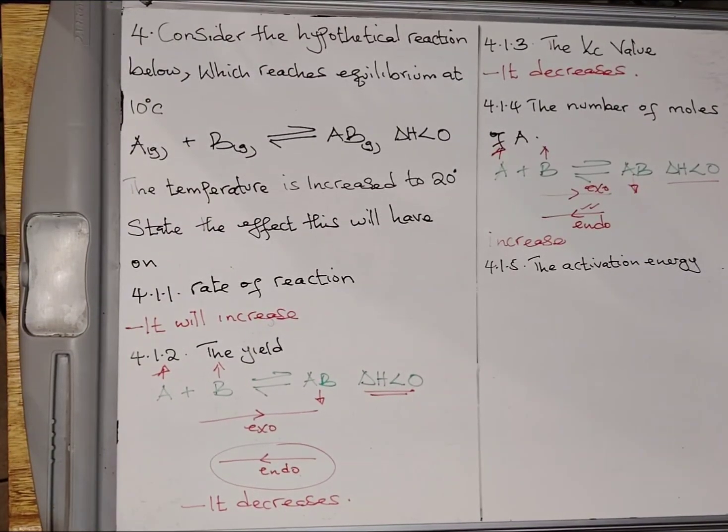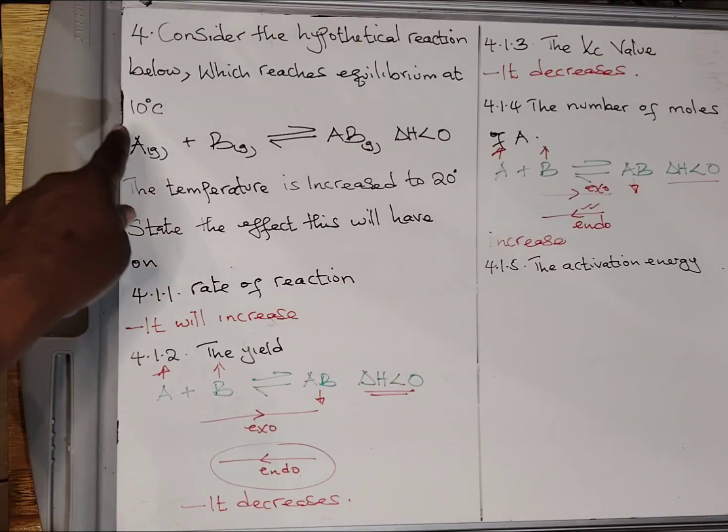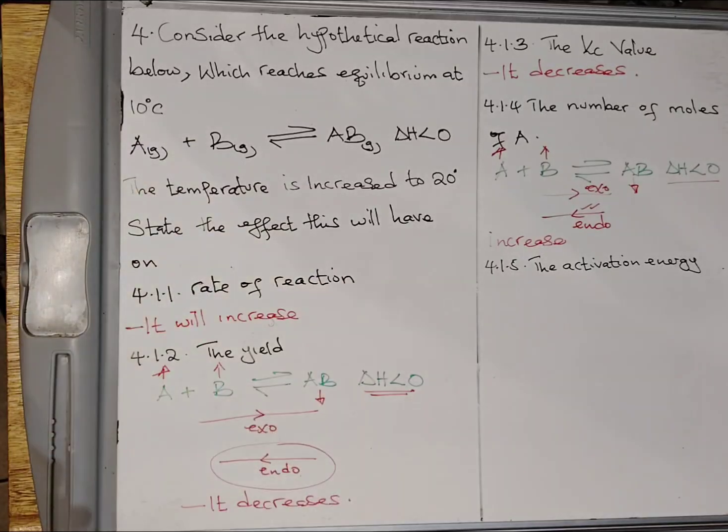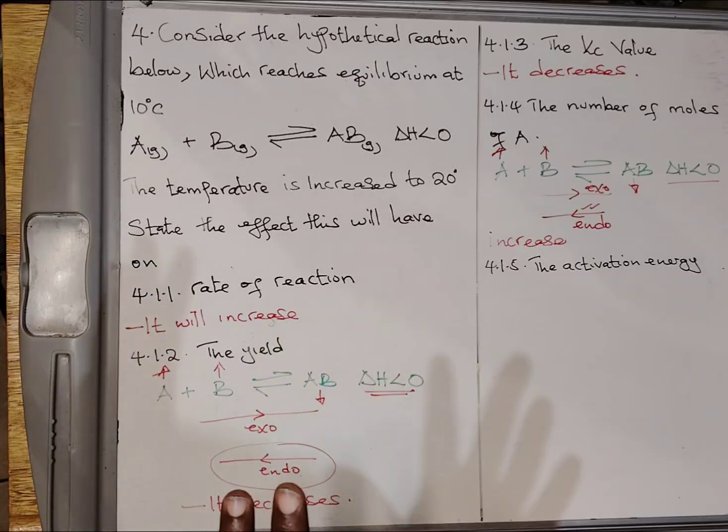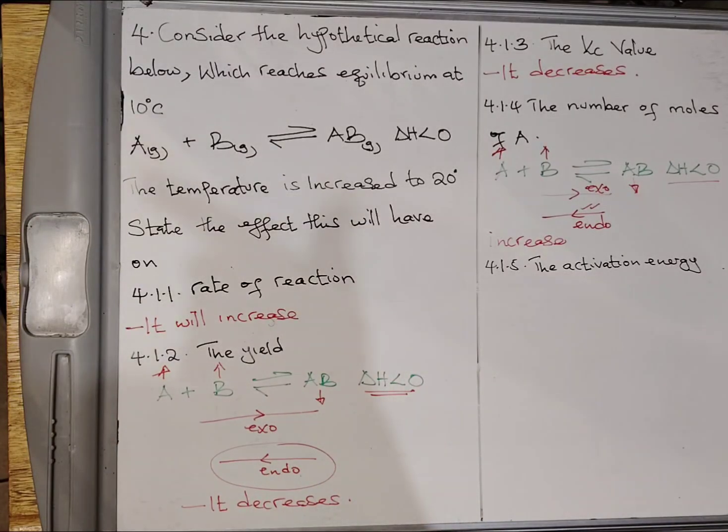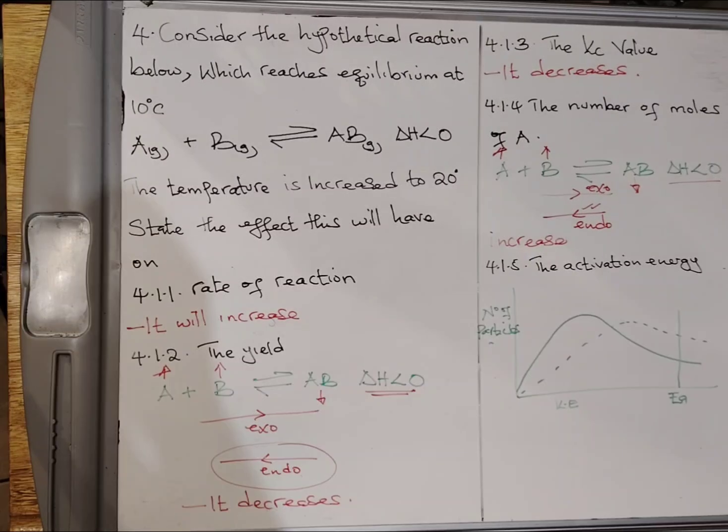Then comes the next question, the activation energy. What does the question say? Temperature was increased from 10 to 20. What is the effect on activation energy? To answer this question clearly, we need a sketch of the Maxwell energy distribution curve. Let us try to see it, probably it will throw a good light on what we are supposed to do.